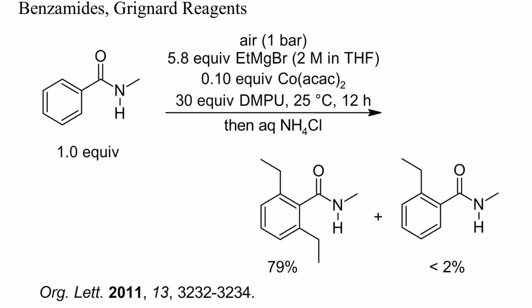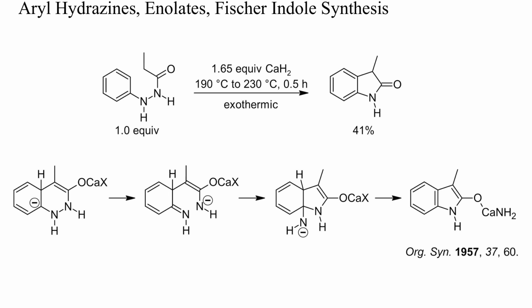Also, benzamides are sufficiently electron deficient to react with polar organometallics. Here, a large excess of ethylmagnesium bromide was added to a benzamide in the presence of air and catalytic cobalt. The benzamide was alkylated twice at the ortho positions. This example is a variation of the Fischer indole synthesis. Strong heating of a deprotonated aryl hydrazide led to intramolecular addition of the enolate to the phenyl group. Cleavage of the weak nitrogen-nitrogen bond and cyclization then gave an indolone.